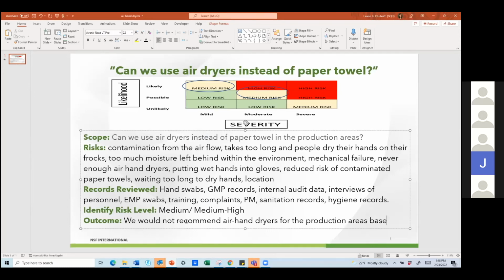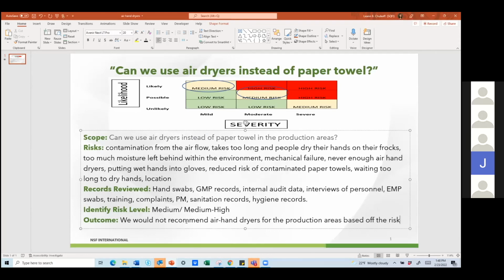Let's see. Not a lot of thumbs. Okay, so the thumbs are not simple, recommending paper towels. Everybody's like, just keep it simple. Just use the paper towels.